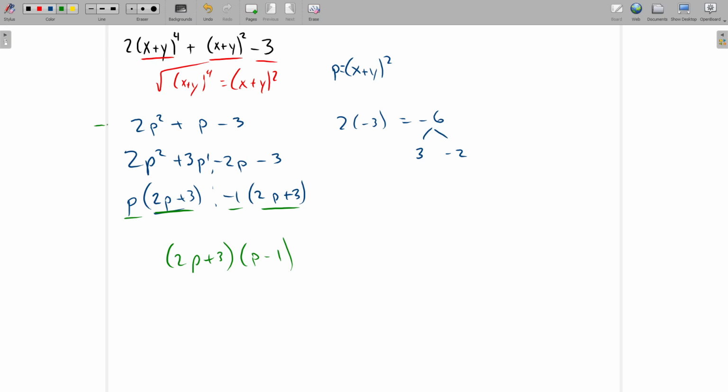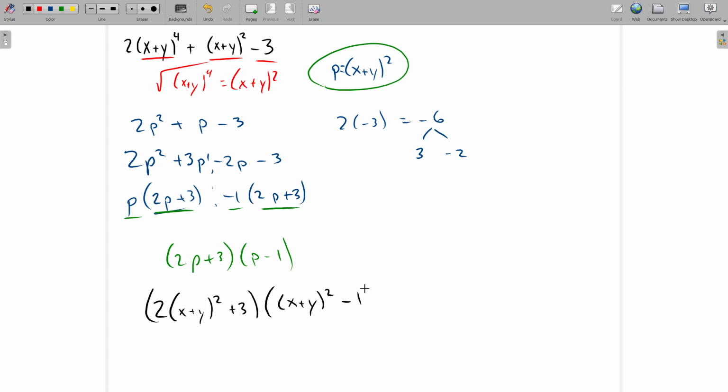So we factored this quadratic, but we did not start with that quadratic. We started with this other quadratic. We made this substitution, so we're not going to end here. We're going to undo this substitution and plug back in what we started with. So if we plug back in what we started with, I have 2 times (x plus y) squared plus 3 times (x plus y) squared minus 1. Okay, so from here I want to be able to simplify or do anything else that I can do. Right? If there were some like terms that I could combine, I would do that.